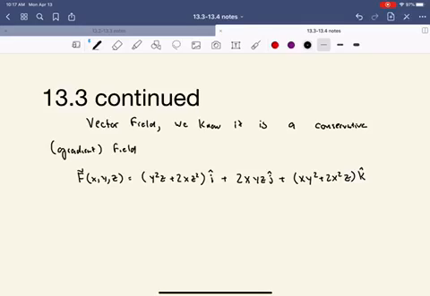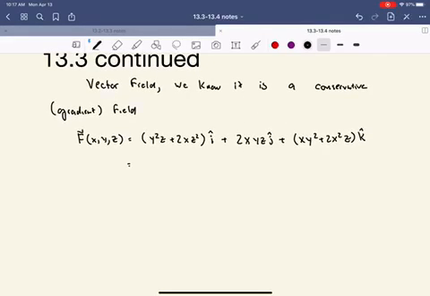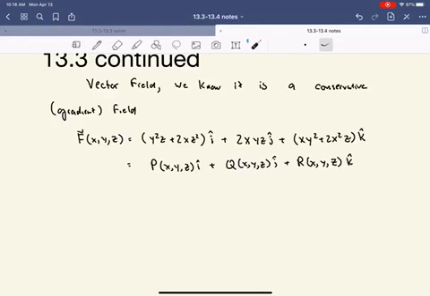Okay, now I'm going to write this as P of x, y, z in the i plus Q of x, y, z in the j, oops, that should have been Q, plus R of x, y, z in the k. Just an easy way to remember them: P, Q, R, one after another in the alphabet.